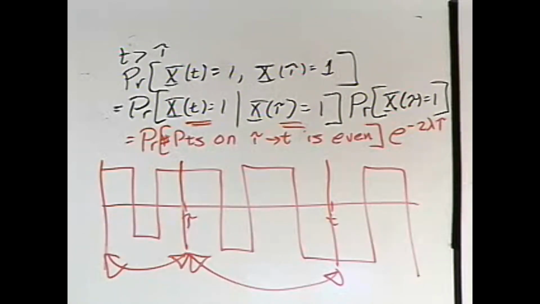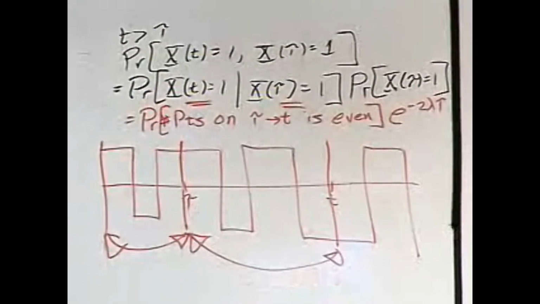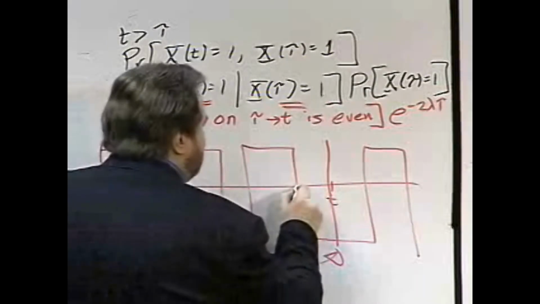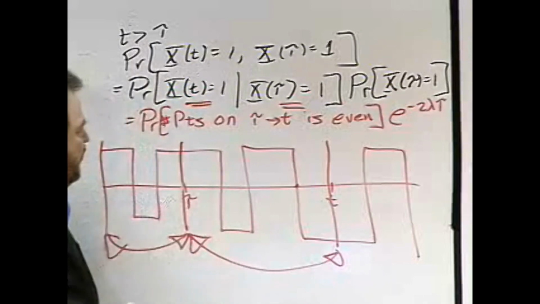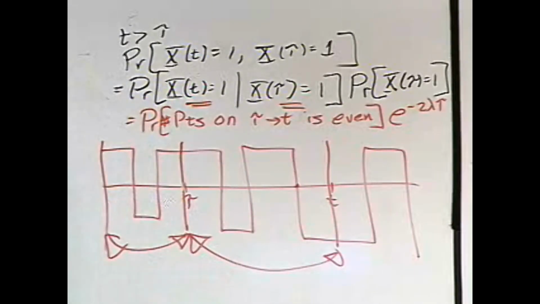How do we evaluate the value of x of t if there is a jump at t and tau? Very good question. Suppose that there is a jump between t and tau. In other words, suppose that my interval stops or starts on a Poisson point. Well, first of all, I have to ask myself, what is the probability that a point occurs there? Zero. That's zero probability. So it's not worth talking about.